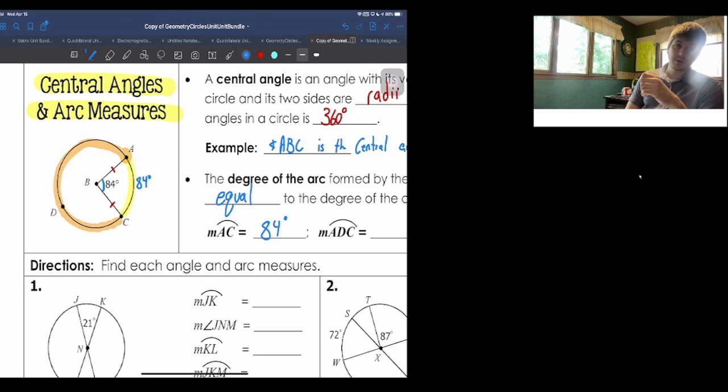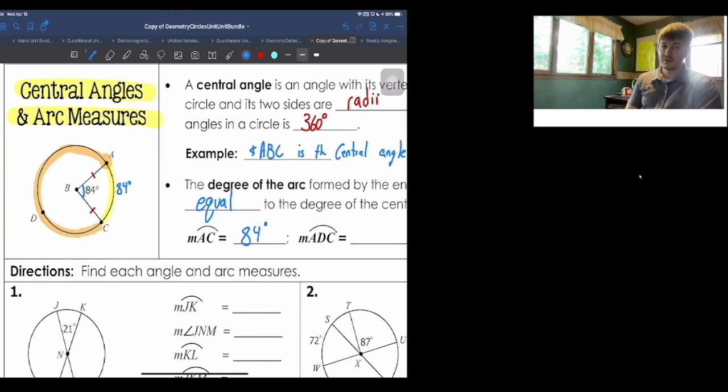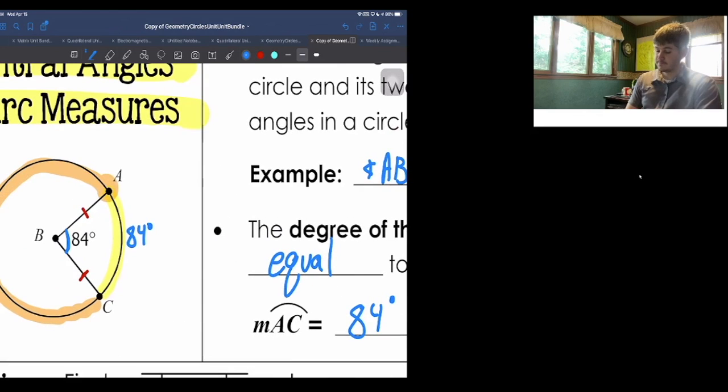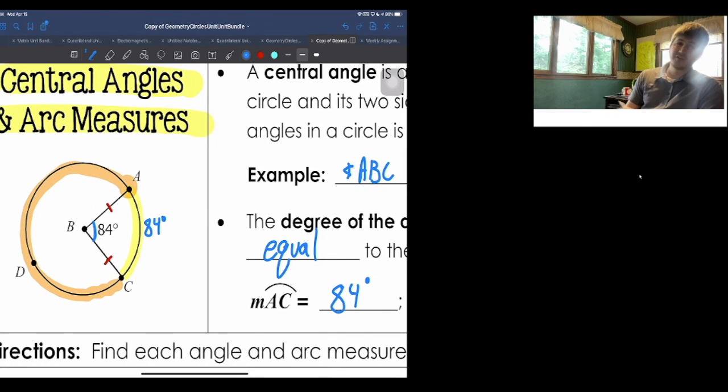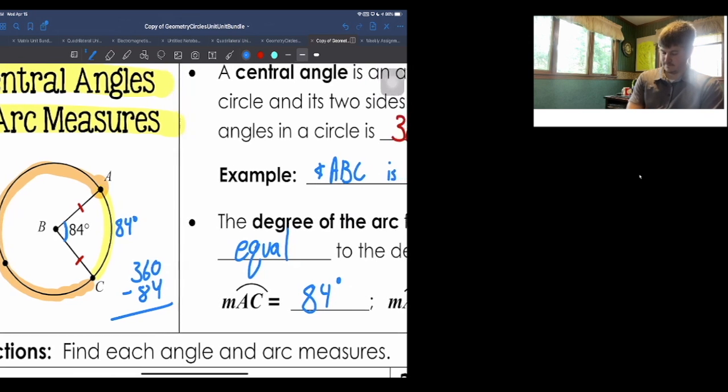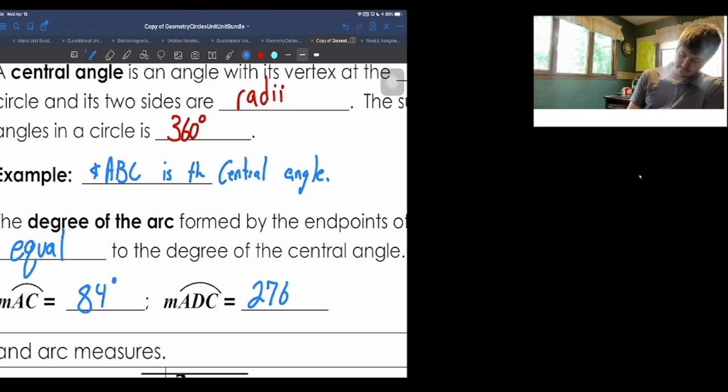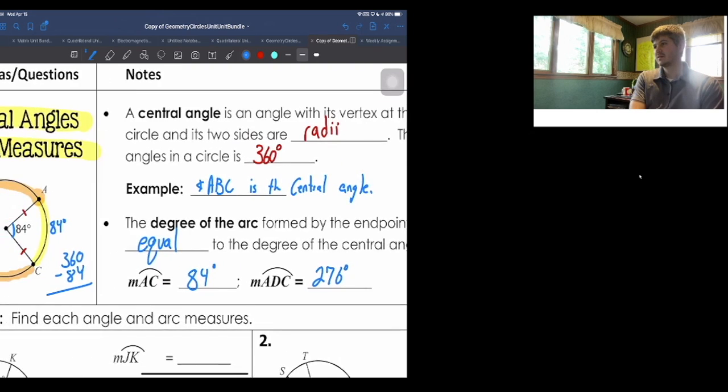So something very common we're going to be doing is using 360 degrees a lot more often than we have in the past. We've used 180 degrees probably 99% of the time. With circles, it's going to be more common to use 360 degrees, unless we're dealing with half a circle. Then we'll still use 180. But for that orange arc, ADC, we just do 360 minus 84. So what is that? I think it's 276. Yeah, that's right. 276.